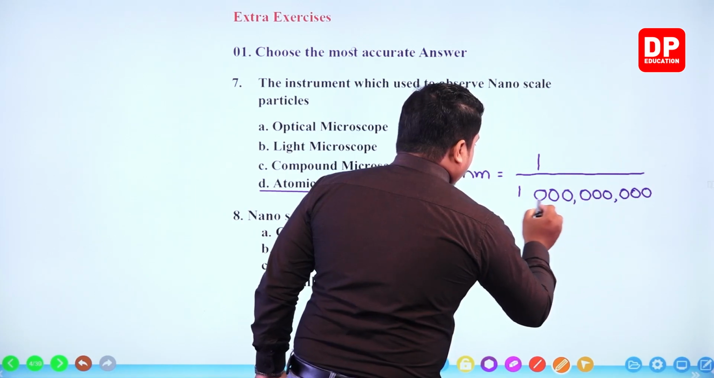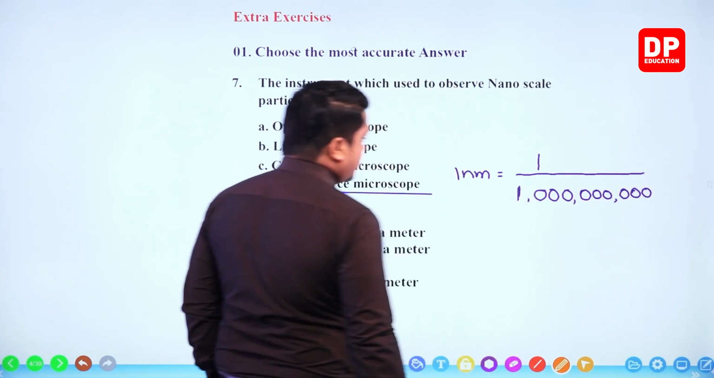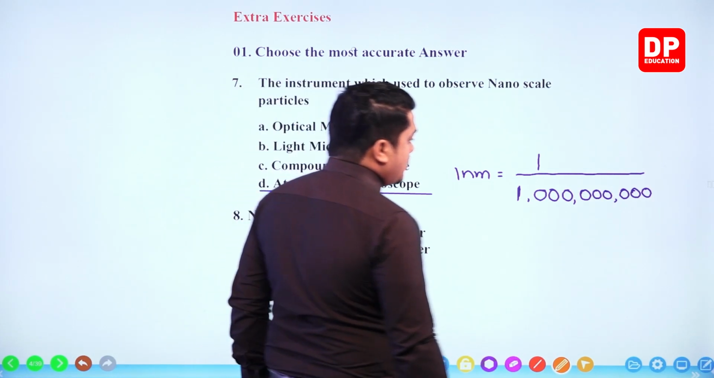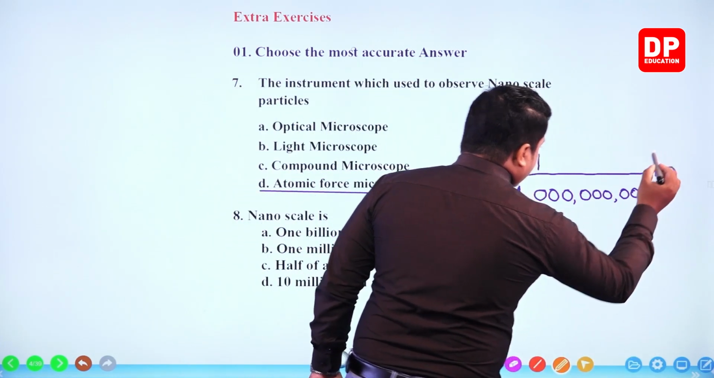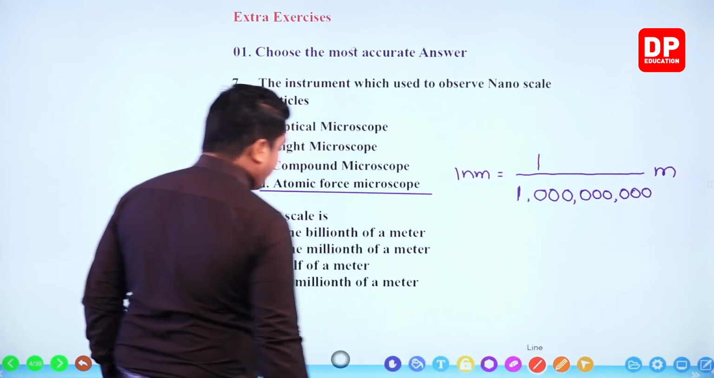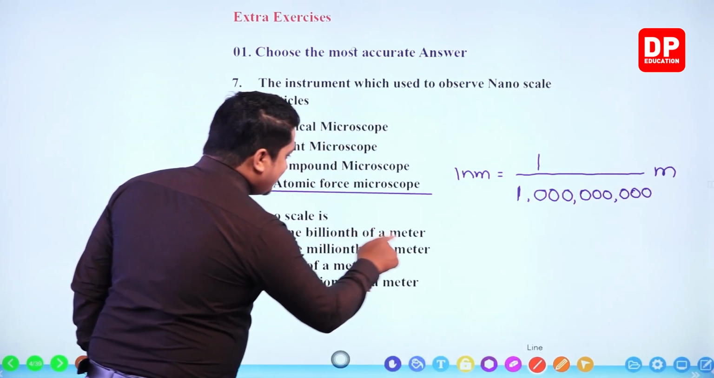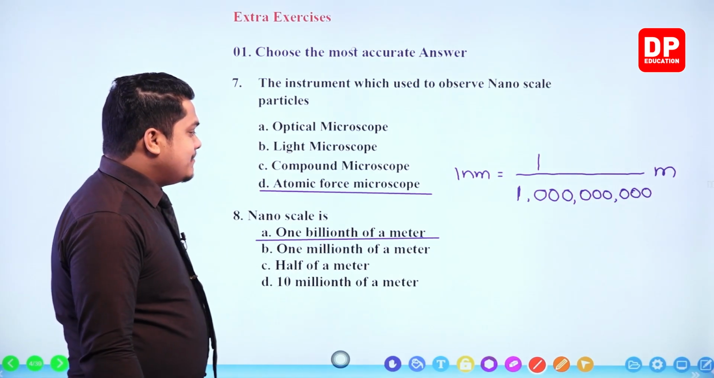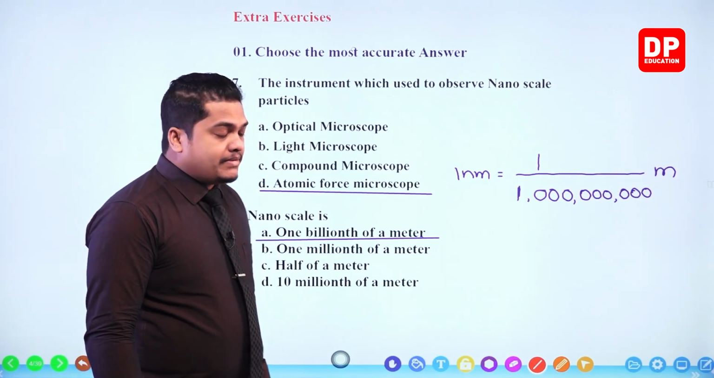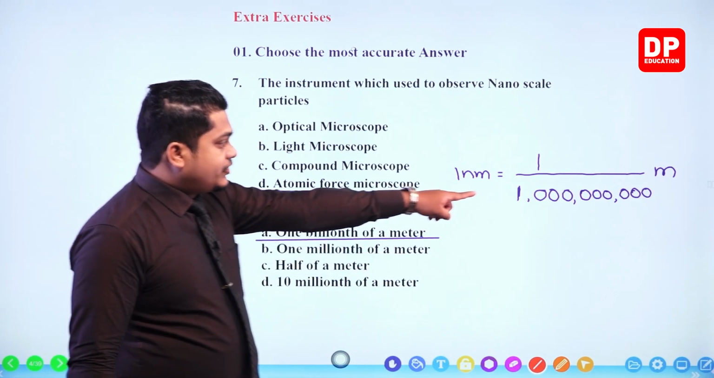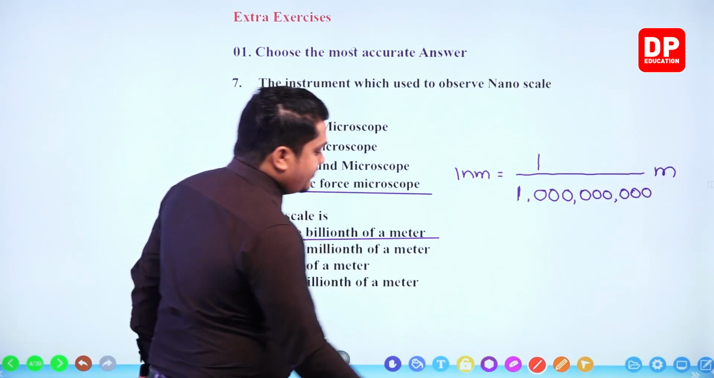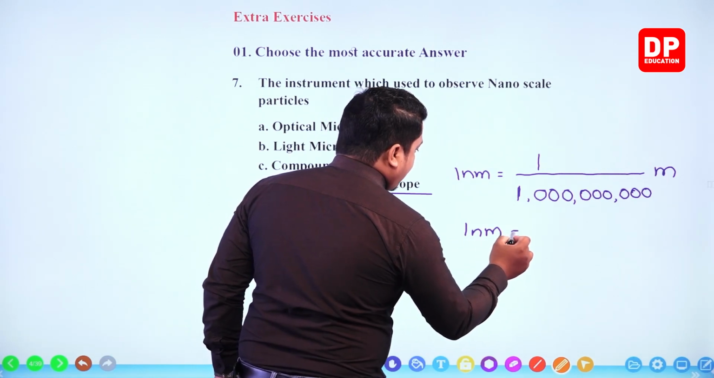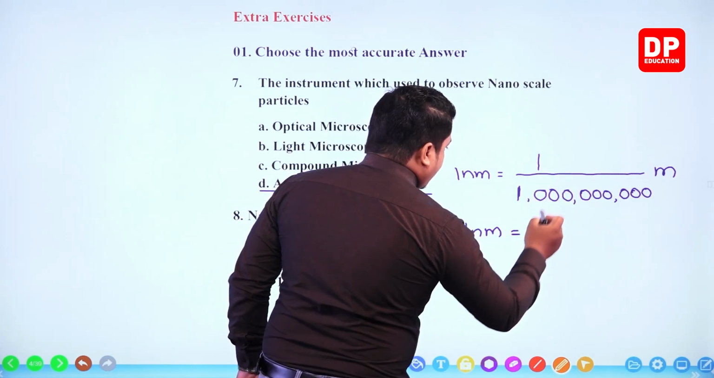That means, my dear children, there are 9 zeros. So 1 nanometer is equal to 1 over 1 billion of a meter. So our correct answer should be 1 billionth of a meter, not million, but billion. Over there you can observe it. This is the one we write like this by using the scientific notation. You take this one to the upper side.